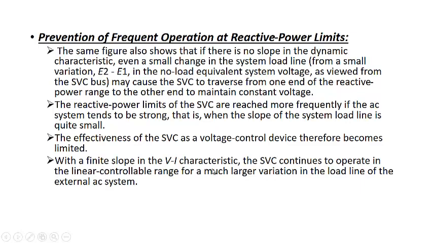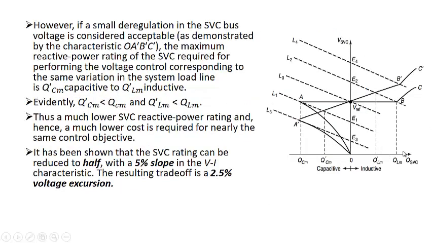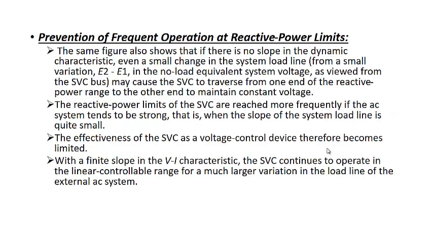With a finite slope in the VI characteristics, the SVC continues to operate in the linear controllable range for a much larger variation in the load line of the external AC system. If we incorporate the slope, you can see E2 does not belong to the extremes of the characteristics. E2 will only draw a reactive power of Q dash LM, or E1 will supply a reactive power of Q dash CM. So it will not be dragged to the limits of the VI characteristics or the rating of the SVC. So this is one more advantage.